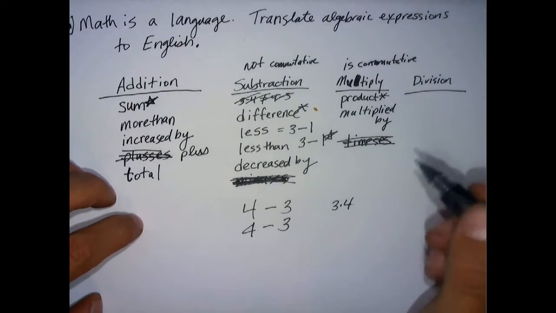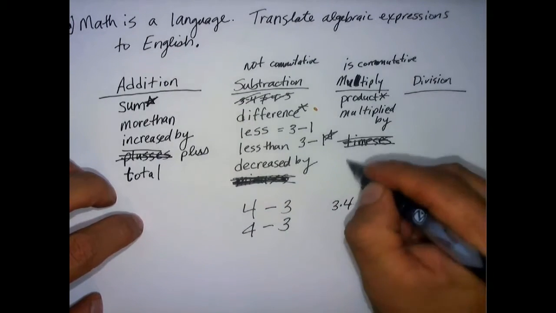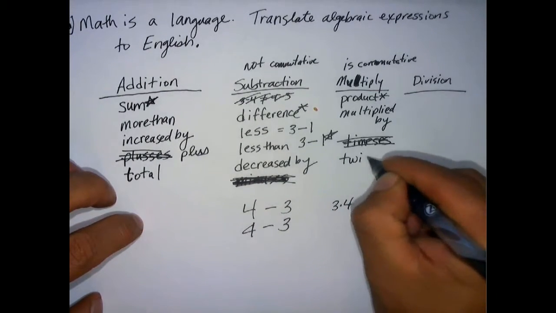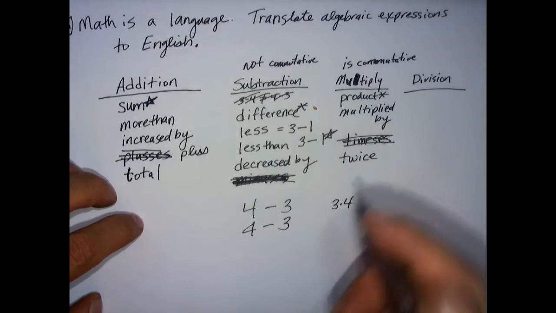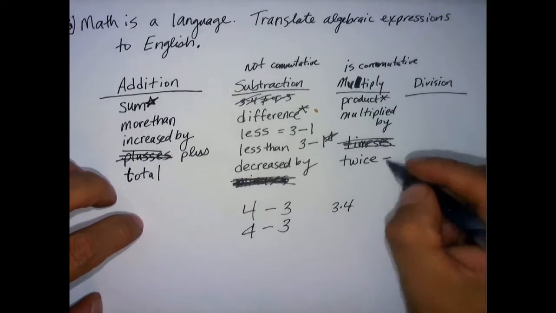Another one that kind of threw you off yesterday, the last time we did this. But this is a special kind of multiply. Twice means to multiply by what? Itself? No, 2. I did it again. You're on a squared trip. I said no exponents today. Twice means to multiply by 2. Twice a number.